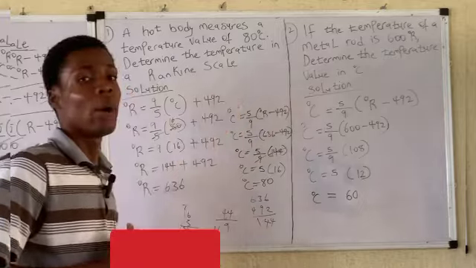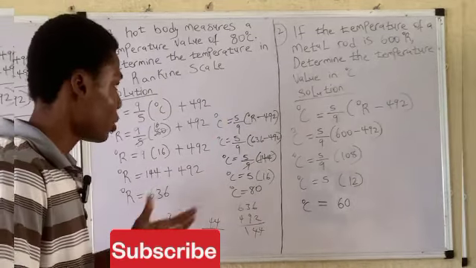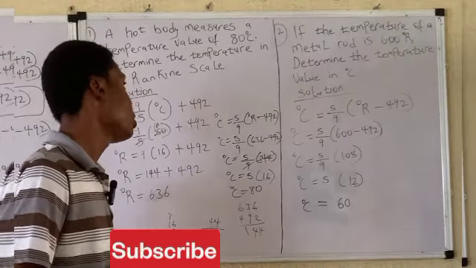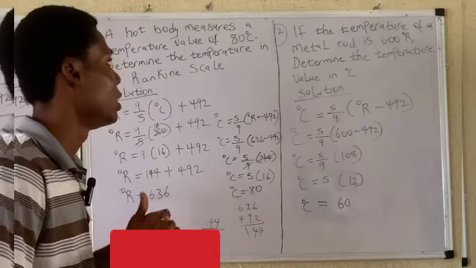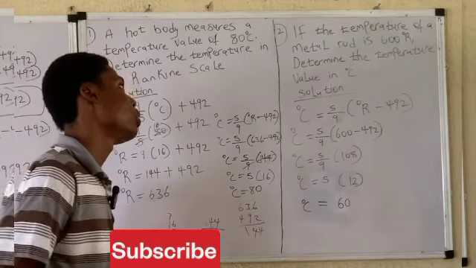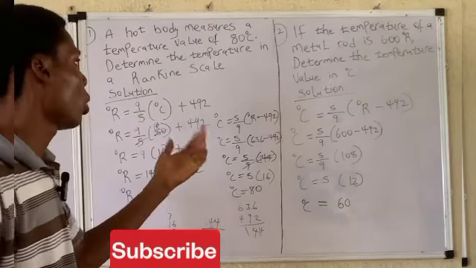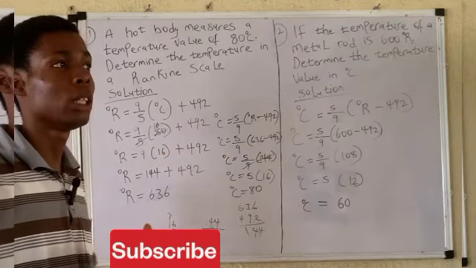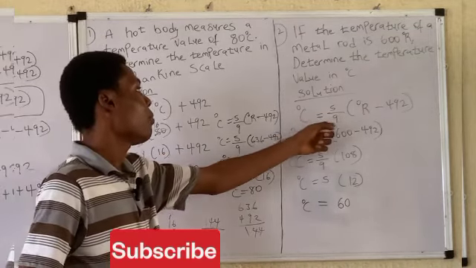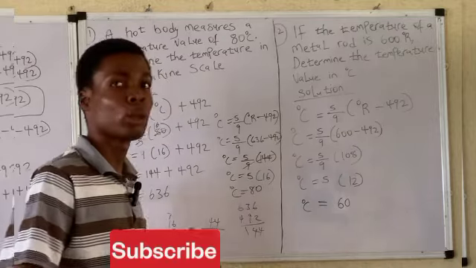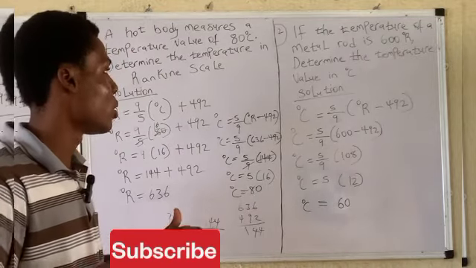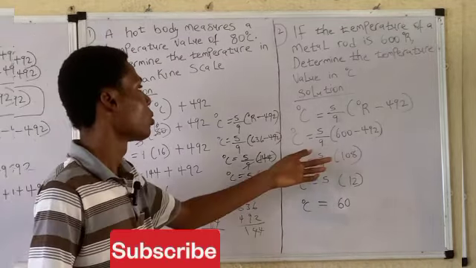So now we take our number 2 question, which says, if the temperature of a metal rod is 600 Rankine, determine the temperature value in degree Celsius. So what do we do here? We use the formula for degree Celsius, which says 5/9 in brackets Rankine minus 492. So what is our Rankine?